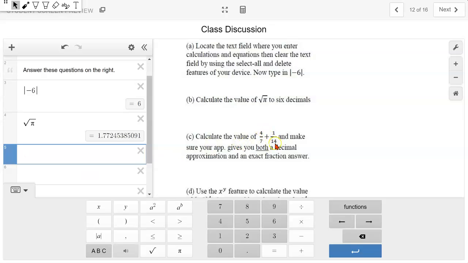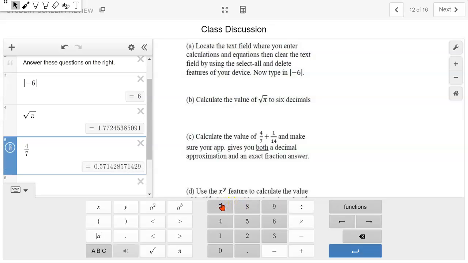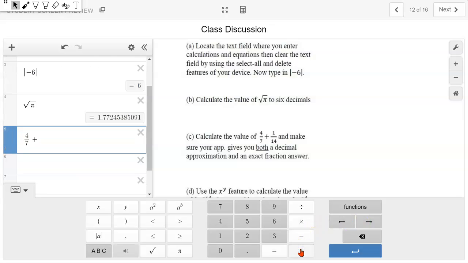Next one. How about fractions? Calculate the value 4/7 plus 1/14, and make sure your app gives you both a decimal approximation and an exact fraction answer. With Desmos, it's easy to do that. All you have to do is just type this. Let's do it. 4 over 7, so 4 divided by 7, and then arrow to the right, then plus 1 over 14, so 1 divided by 14. And this is the answer in decimals.